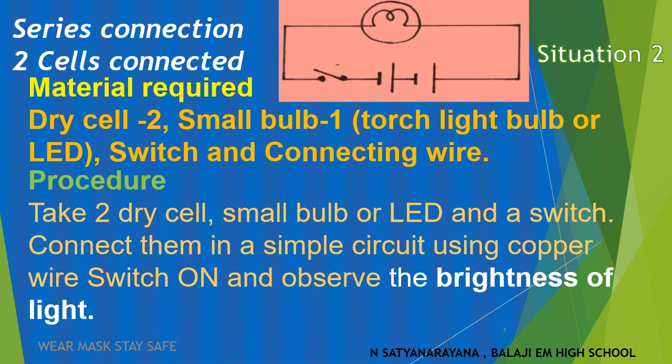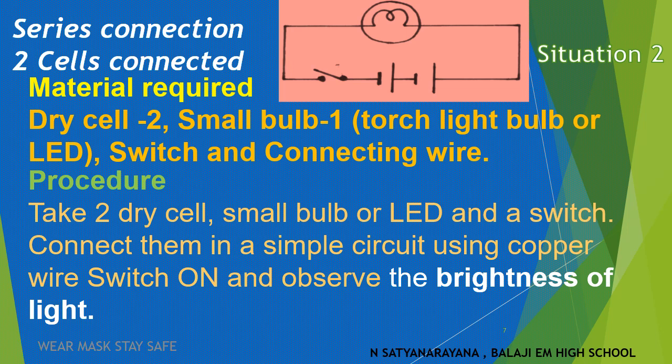When there is one cell in situation 1, observe the brightness. In situation 2, 2 cells are connected. So you can easily say that there is more brightness for 2 cells. Understand? You have to observe the brightness. And in which connection are the cells connected? They are connected in a series circuit.